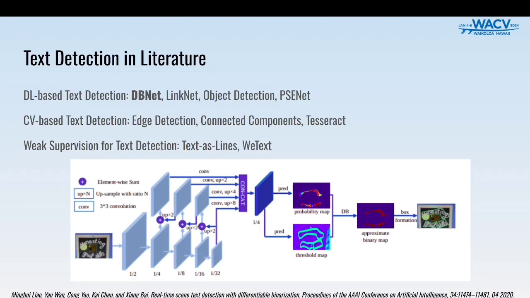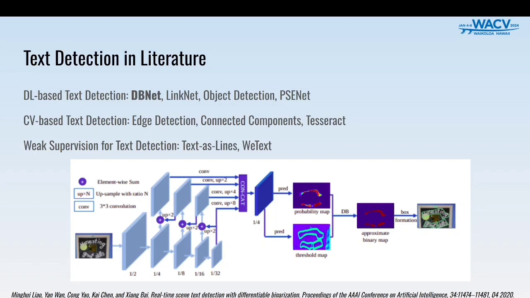And there has been tons and tons of work on text detection overall. A lot of DL based text detection methods explore the paradigm of object detection or segmentation. Then there have been early CV based text detection algorithms too that try to leverage the concept of edge detection or connected components and so on. And recently there has also been a rise in weak supervision for text detection, such as text as lines or vtext. But one deep learning based method that has been getting a lot of recent attention is DBNet, or differentiable binarization.